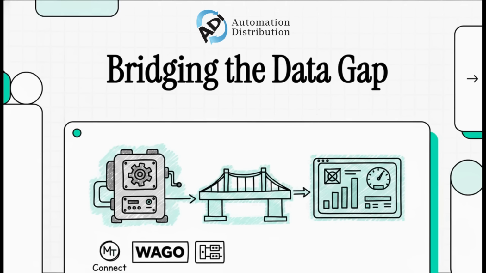Welcome to This Explainer. Today, we're diving into a massive, honestly incredibly common challenge in the manufacturing world, bridging the machine data gap. We're going to look at exactly how to extract that trapped, highly valuable data from legacy machines, and we'll see how two powerful tools, the MTConnect software standard and WAGO hardware, team up to make it all happen. If you've ever looked out at your shop floor and wondered, how do I actually get my older equipment talking to my modern dashboards? Well, you're definitely in the right place.